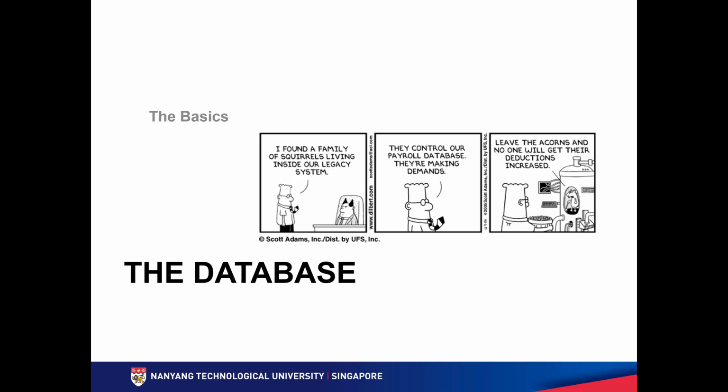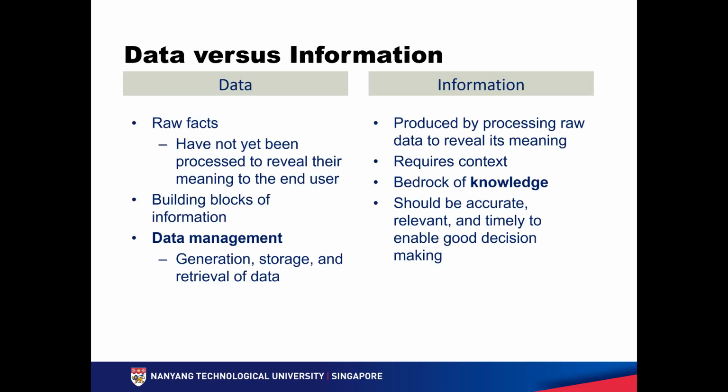In this slide, I explicitly show you the comparison between data and information. Data is on the left, information is on the right. Data are in fact just raw materials, or what we call raw facts. They have not been processed to reveal their meaning to the end user. They could just be numbers, alphabets, and symbols. These are the basic building blocks or ingredients for us to build information. In terms of data, we're interested in data management, which is about how you generate this data, how you store it, and how you facilitate retrieval.